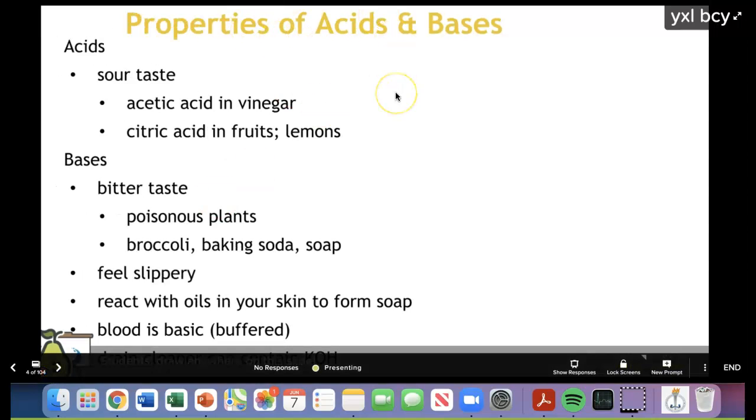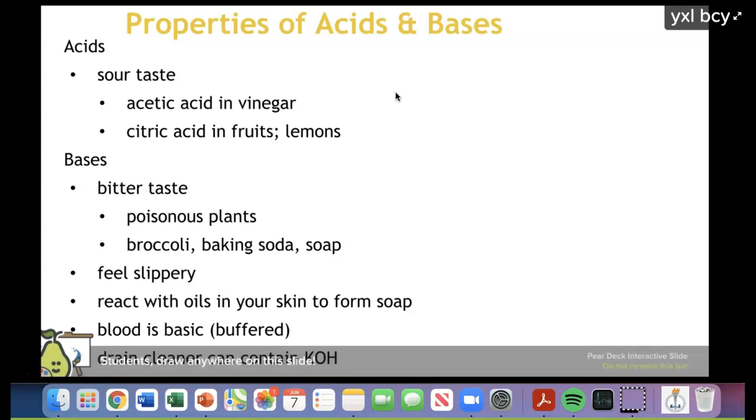So what are some properties of acids and bases? Acids have like a sour taste. You notice this a lot in like fruits, like lemons, oranges. Acetic acid is a main component of vinegar. And acids just have like that sour property. Okay, whereas bases are the opposite. They have like the bitter taste. So like broccoli is pretty basic.